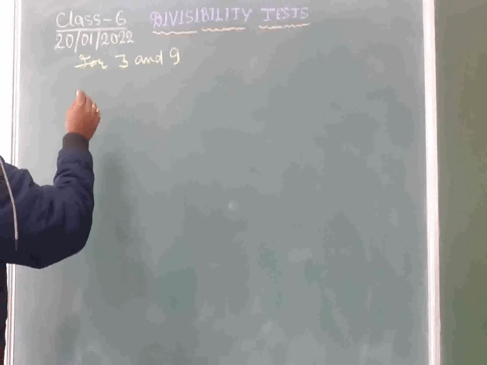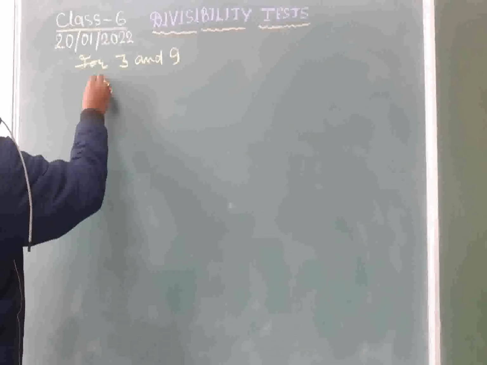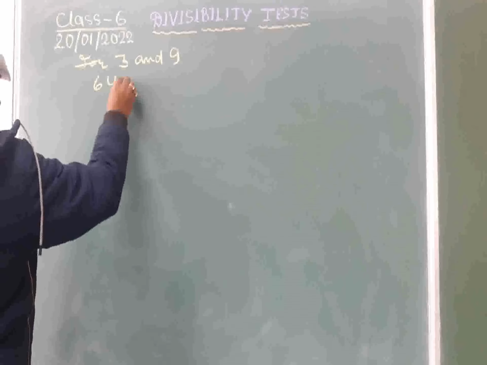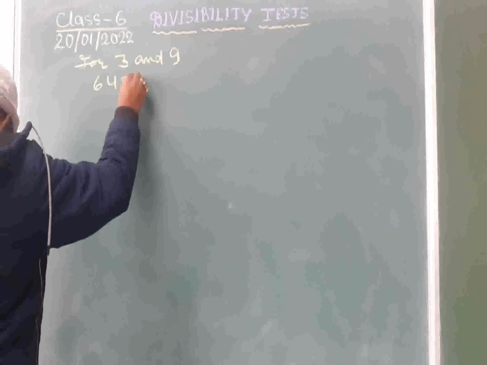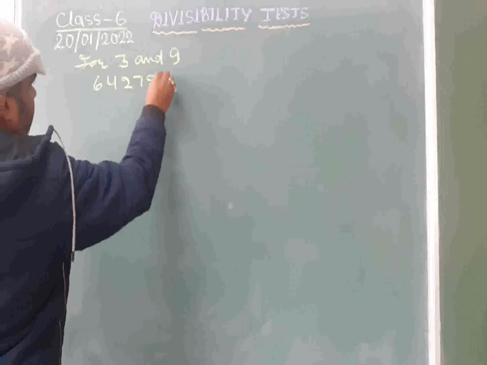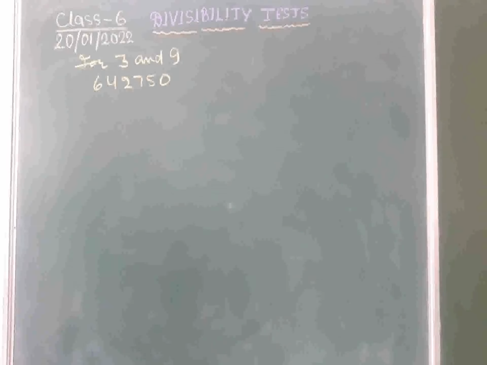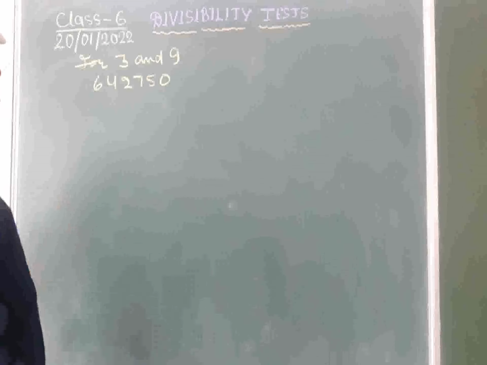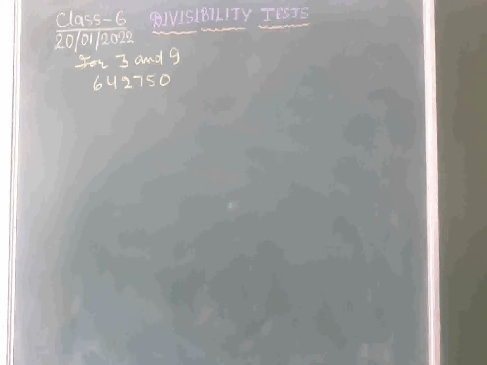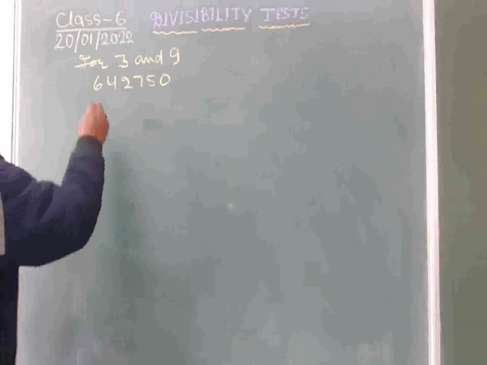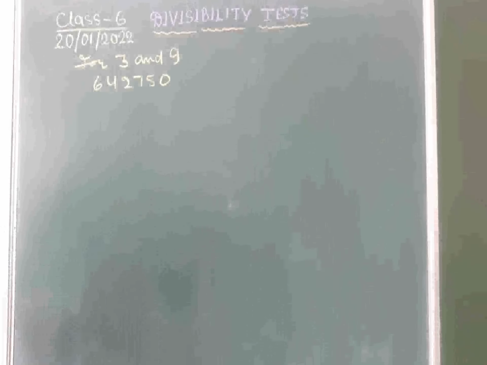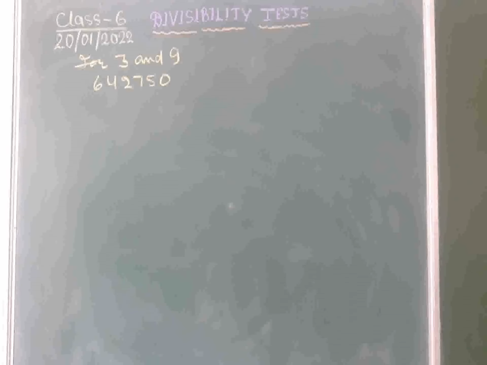6, 4, 2, 7, 5, 0. And the question you have to ask: is this number divisible by 3 first? So in this number, we have the digits 6, 4, 2, 7, 5, 0. For checking divisibility by 3, we first have to find the sum of the digits.